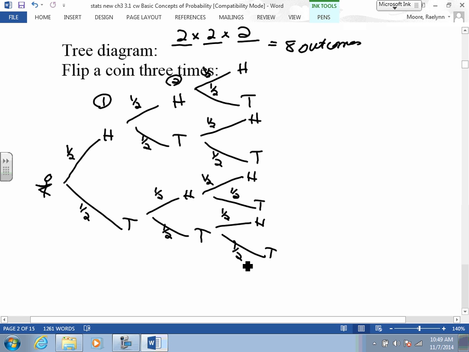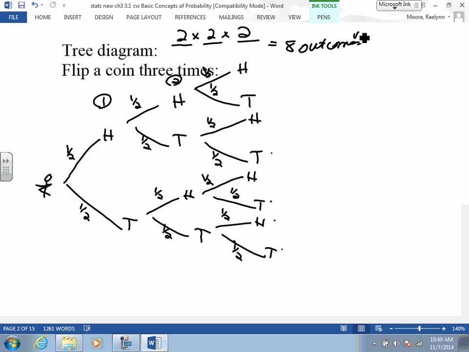So, there's your tree. Your outcomes are your last glimpse here. So I've got 1, 2, 3, 4, 5, 6, 7, 8 outcomes. Didn't we say we would get 8 outcomes? Your probabilities are on your tree as well. Each one of them had a 1/2 chance of happening. Each time it was a standard coin.